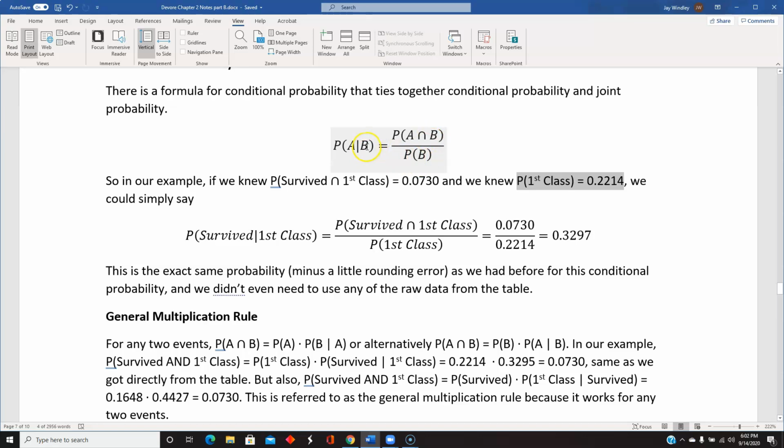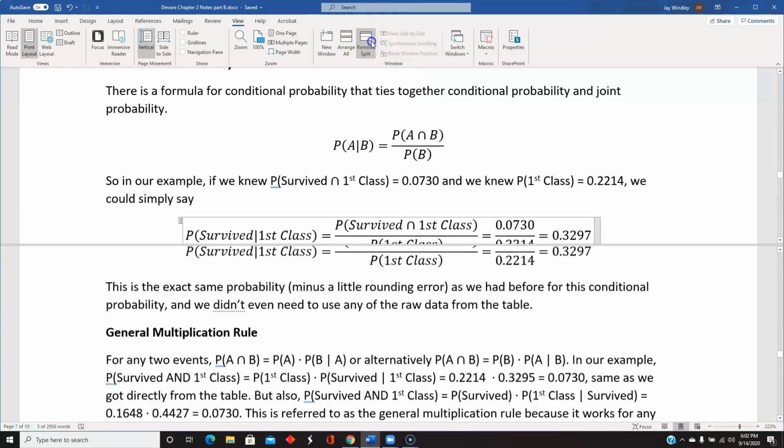And something that I really want to emphasize, that I didn't really put in the notes, is that the event that comes after the vertical bar is always going to be the event that goes in the denominator. So over here, first class came after the vertical bar. First class is the probability that goes in the denominator. So survived and first class was the 7%, and first class was 22%. And if you divide those two, you get 0.3297.